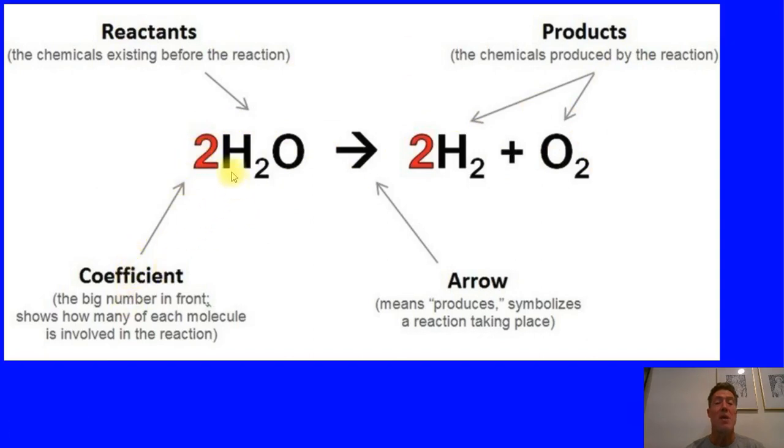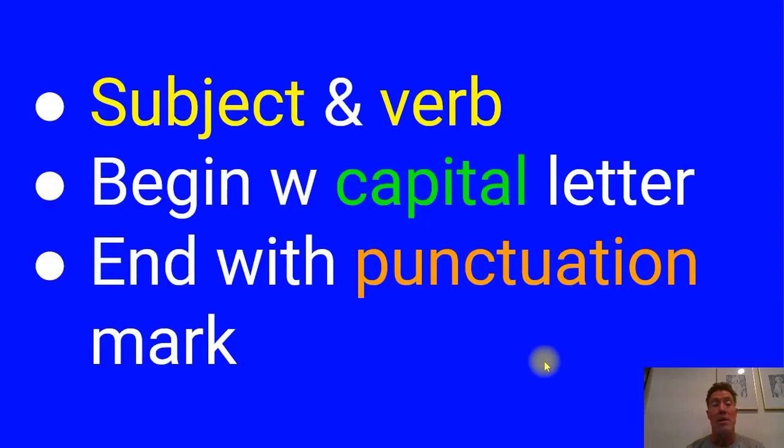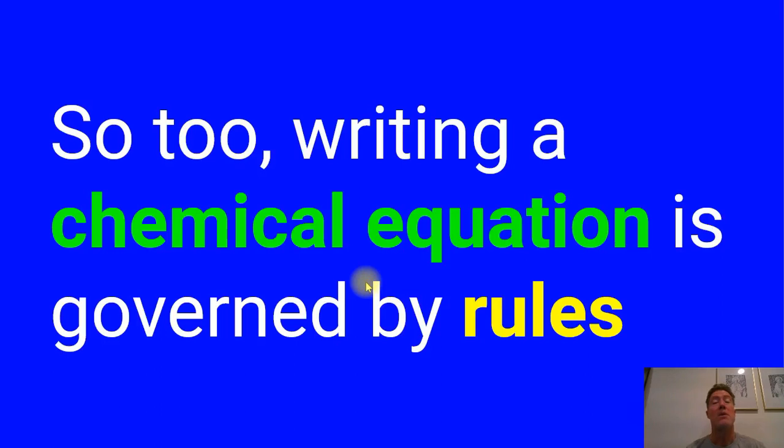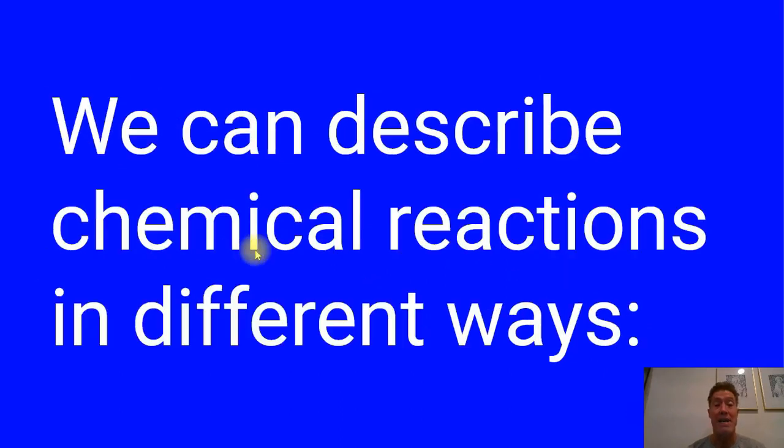So reactants on the left, products on the right. Coefficients indicate more than one molecule. So here we're taking 2 molecules of water, we're decomposing them into 2 hydrogen molecules and 1 oxygen molecule. Now, just as writing a sentence is governed by certain rules, for example, you have to have a subject and a verb, you have to start every sentence with a capital letter, you have to end with some sort of punctuation mark, right? So too, writing a chemical equation is governed by rules. The equation must have products and reactants. It must follow the law of conservation of mass.